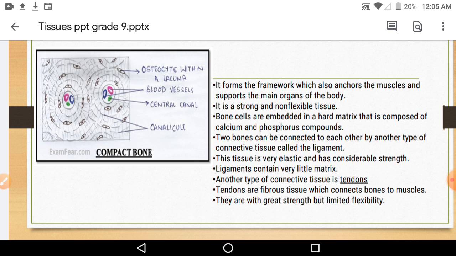So this was about bones. They are also one of the connective tissues. They support the main organs. It is strong and non-flexible. Bone cells are embedded in a hard matrix composed of calcium and phosphorus. Two bones are joined together by ligaments. These tissues are very elastic and have considerable strength. Ligaments contain very little matrix. Another type of connective tissue is the tendon. Tendons are fibrous and connect bones to the muscles, with great strength but limited flexibility.